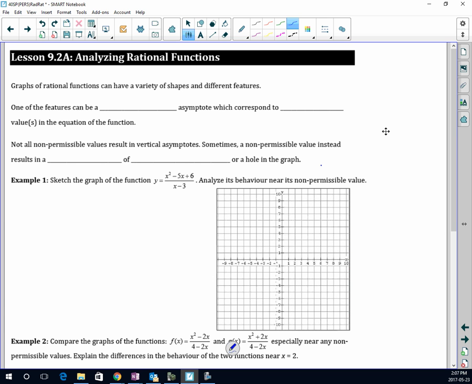Okay, graphs of rational functions can have a variety of shapes and different features. One of the features can be a vertical asymptote, which corresponds to what value in the equation? Oh, I know what you're saying, the zero of the original function. But if I were to look at the actual rational function, what would it correspond with? It would correspond with the non-permissible value.